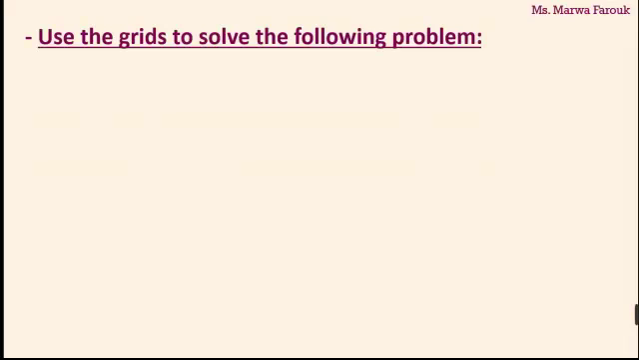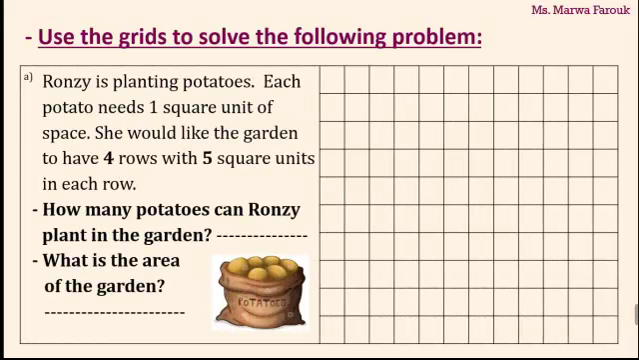Another exercise. Use the grids to solve the following problems. I have a story problem, and I want to solve it by drawing. Rosie is planting potatoes. Each potato needs 1 square unit of space. She would like the garden to have 4 rows with 5 square units in each row. This is our key to draw. 4 rows. So I'm going to draw a line that has 4 rows. Let's draw it together. 1, 2, 3, 4. This is the first line. 1, 2, 3, 4. 1 row, 2, 3, and 4.